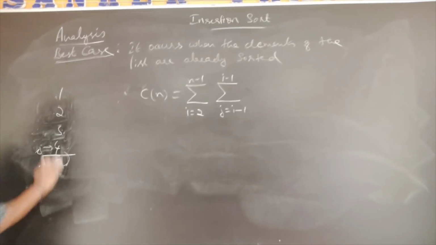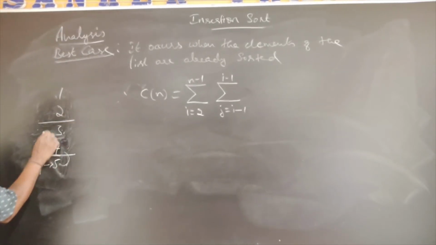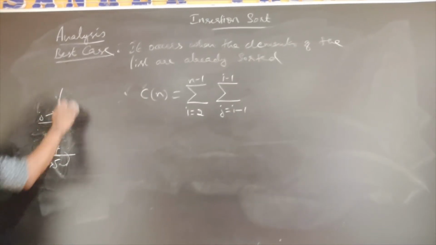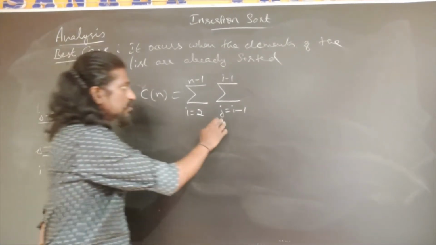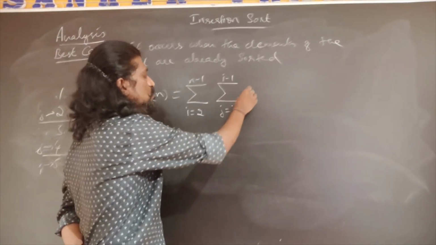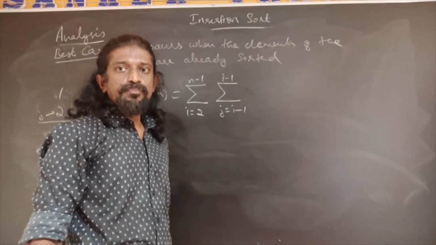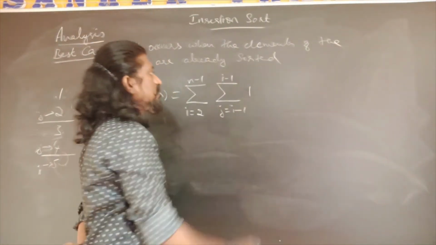Same thing for all the lower subproblems also. When you take a subproblem of size 3, j will be at index 2 and it will remain at index 2 itself. It will not go to index 1. So therefore the j value will be from i minus 1 to i minus 1. How many times are we performing this comparison operation, a of j greater than v? We are performing it only once.